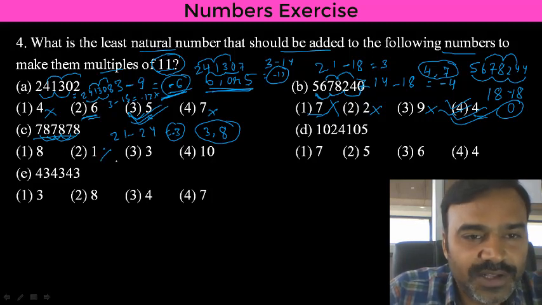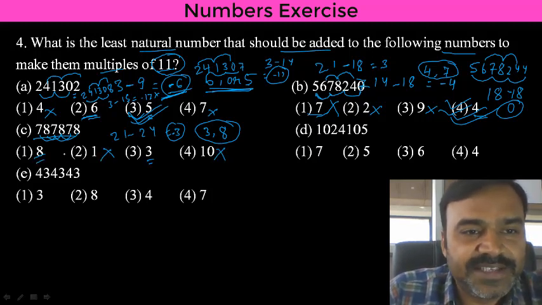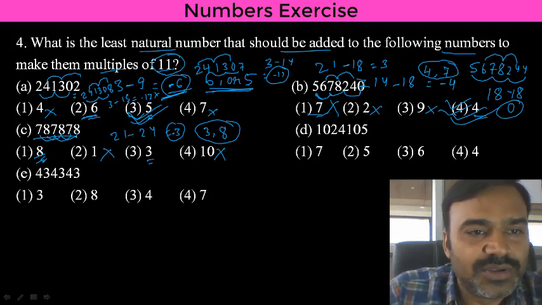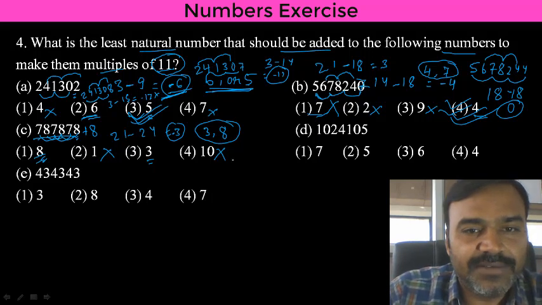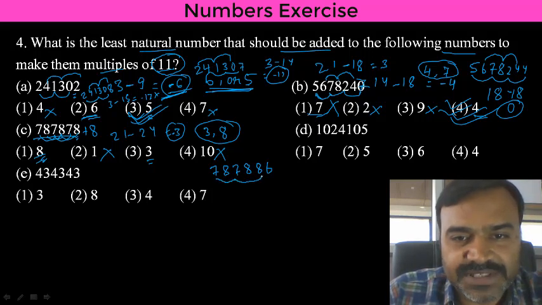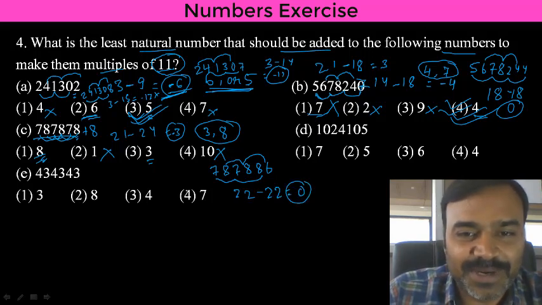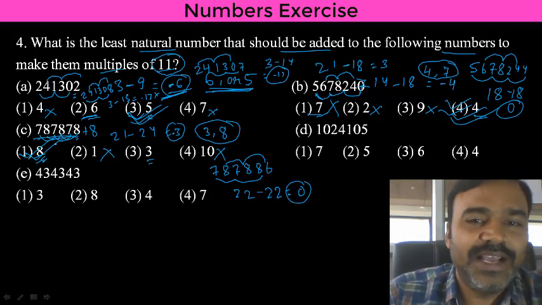Okay. Let's look at the options. So 1 cannot be the answer. 10 cannot be the answer. It will be either 8 or 3. If I simply add 8 to this number, what happens? If I add 8, I will get 7, 8, 7, 8, 8, 6. Right? Now check this. 7 plus 7 plus 8, 14 plus 8, 22. 8 plus 8 plus 6, 16 plus 6, 22. Perfect. So 0. That means by adding 8, it will become divisible by 11.